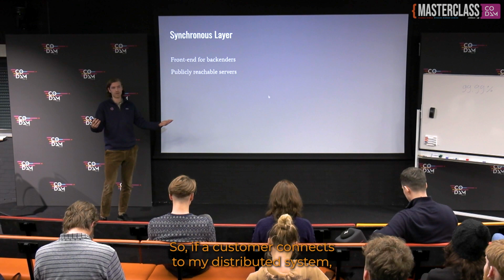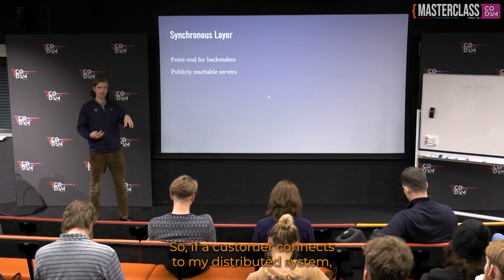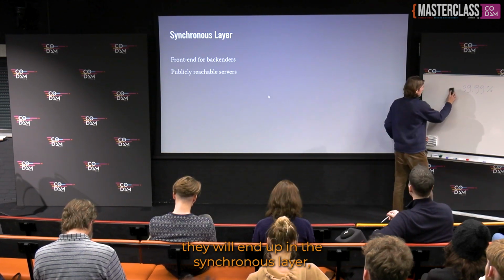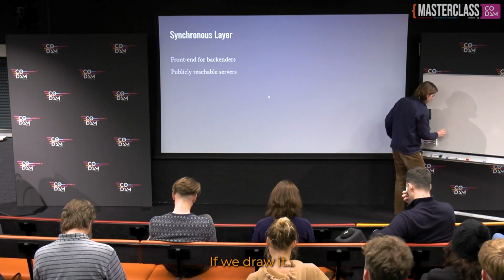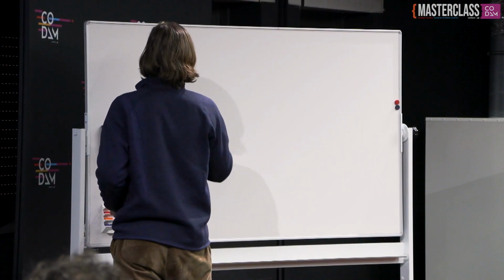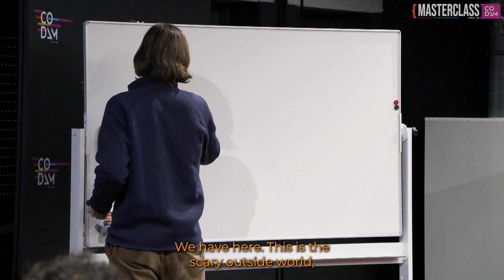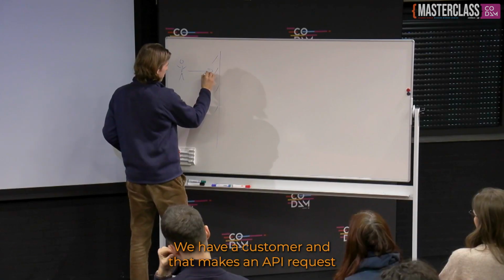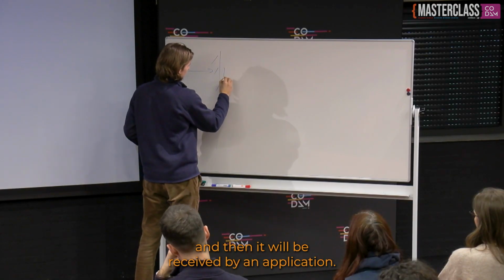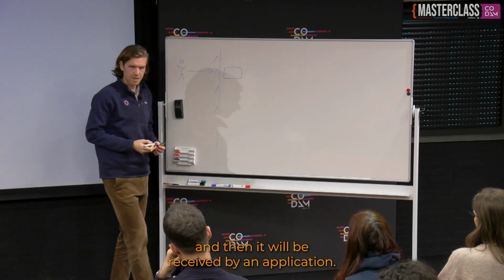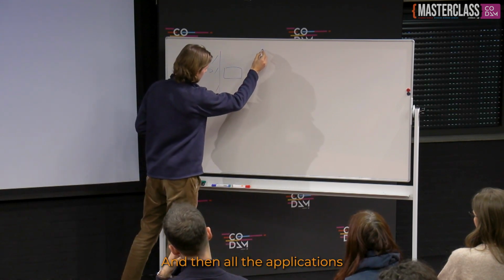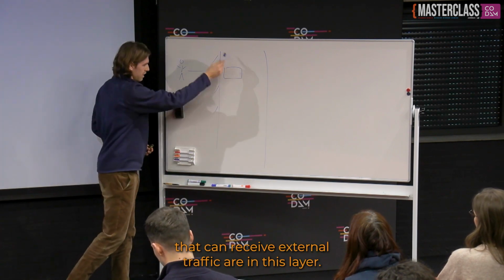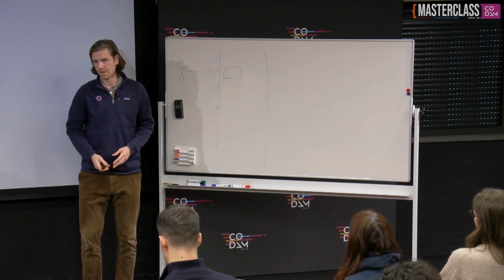So if a customer connects to my distributed system, they will end up in the synchronous layer, right? So you can think about it, if we draw it, you have here the scary outside world, right? We have a customer, and that makes an API request, and then it will be received by an application, and then all the applications that can receive external traffic are in this layer. Does it make sense?